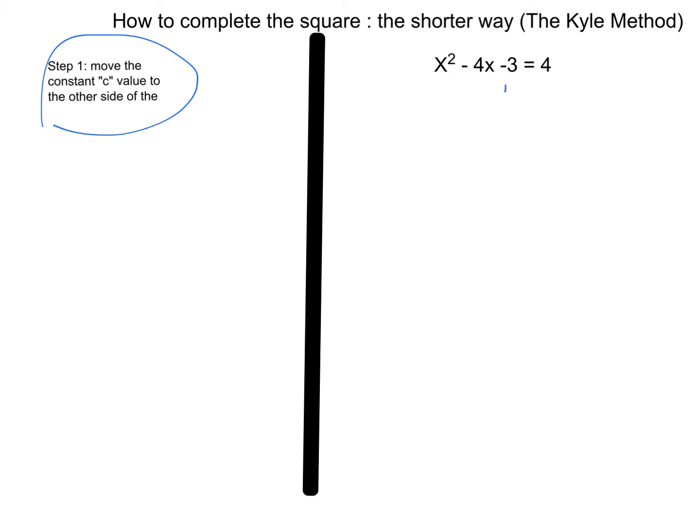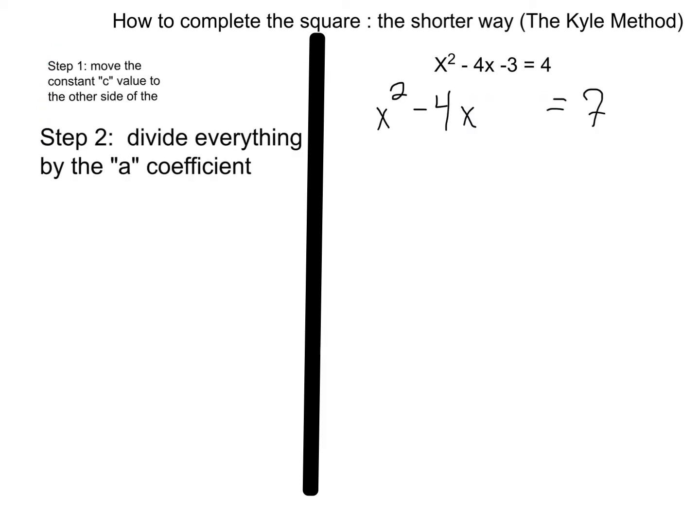Okay, so on our example problem, let's move the c value. X squared minus 4x is equal to 7. All right, so that didn't change. All right, so our next step, again, just like before, divide everything by the lead coefficient or the a coefficient. Now again, there is no a coefficient. Technically it's 1. So if I divide everything by 1, it doesn't do much for us. So right now, we're still okay.